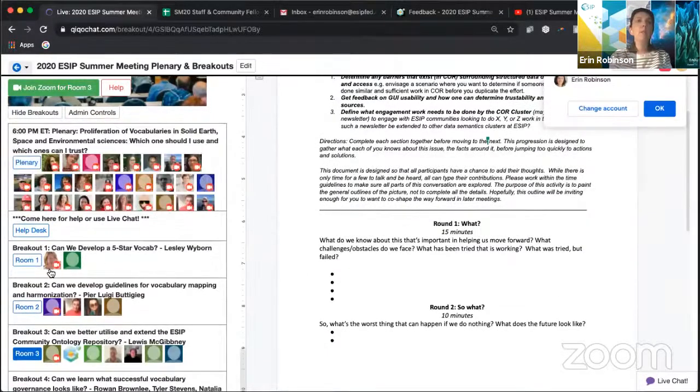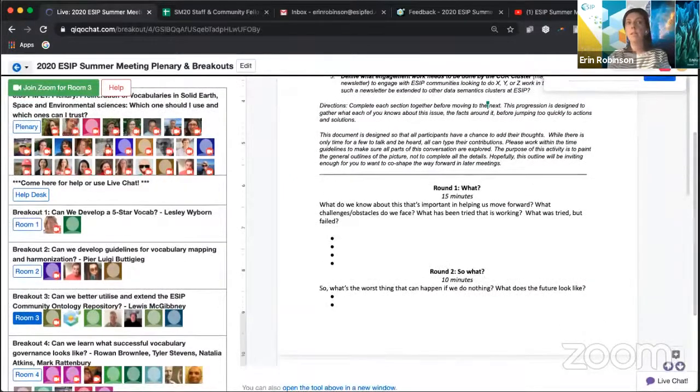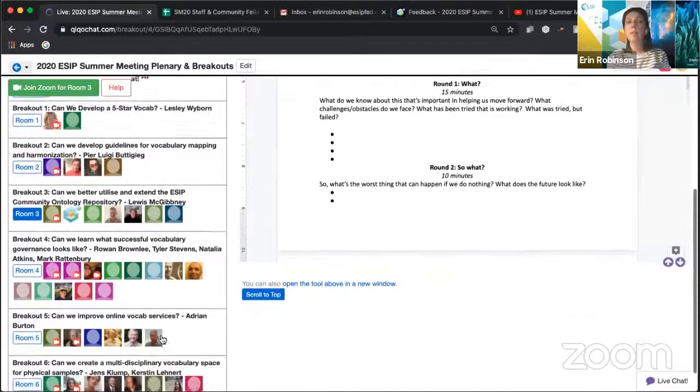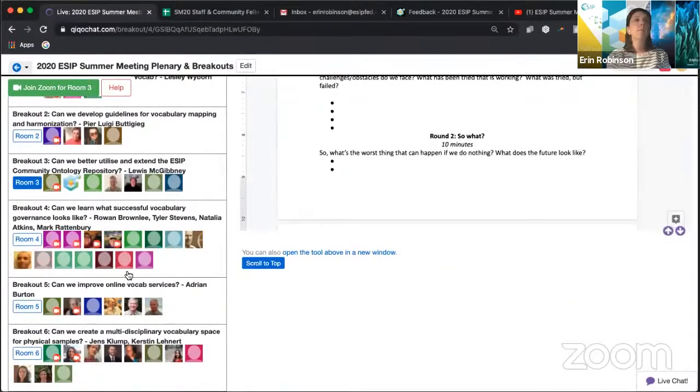And you can see the little red videos are starting to show up. And so that means that somebody is on the Zoom in that space. They're already going. So I think people are leaving this room right now. So I'm going to stop talking. So that's it. That's how you move around.